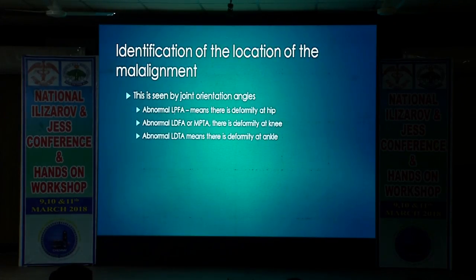If the LPFA is abnormal, that means the deformity is around the hip joint. And if these two angles are abnormal, the deformity is around the knee, and if this angle is abnormal, the deformity is at the ankle. And then it will dictate where you're going to do your correction.